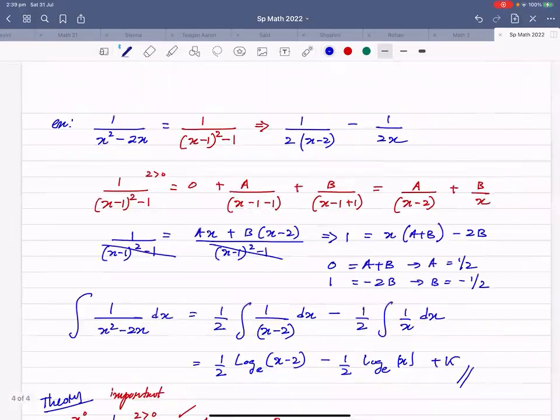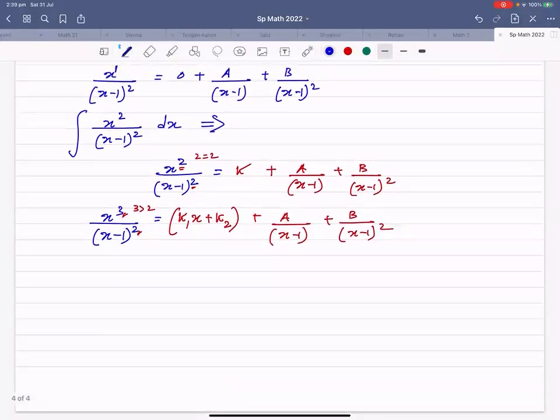Okay. So everyone do this question now. So if you have, let's see. Let me construct the denominator first.